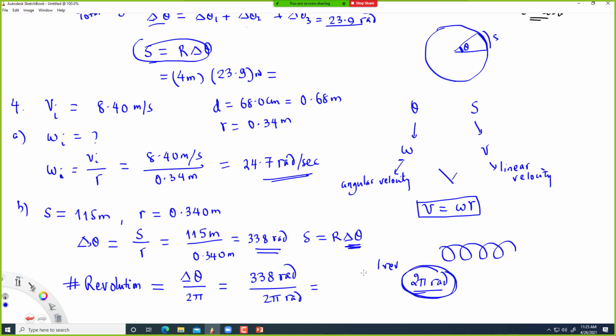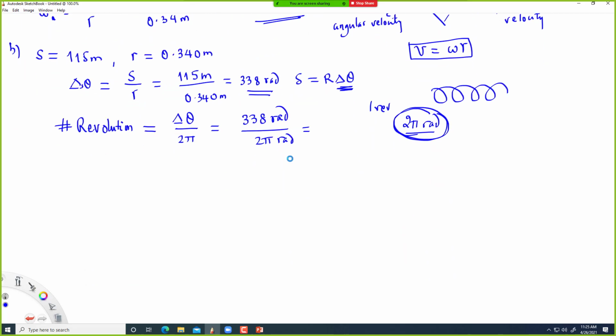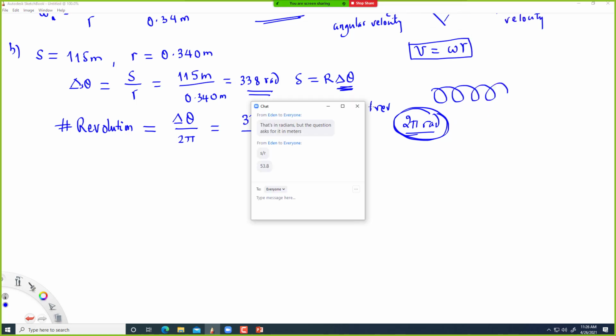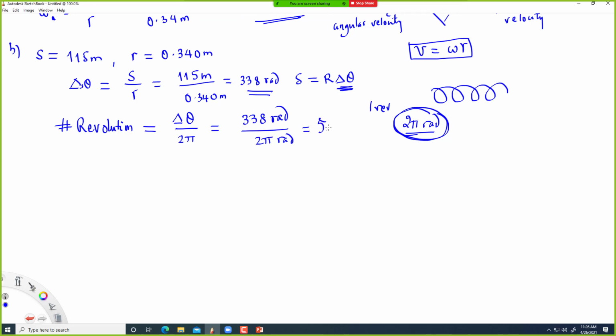So let's see what that is. Divide 338 by 2 pi. Is that 50 point something? 338 divided by 6. That's 53.8. So 53.8 revolutions. That's the number of revolutions.